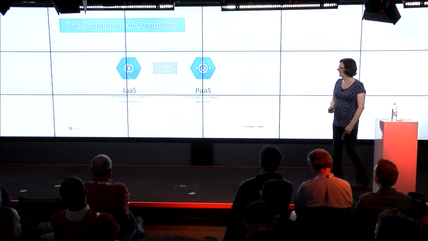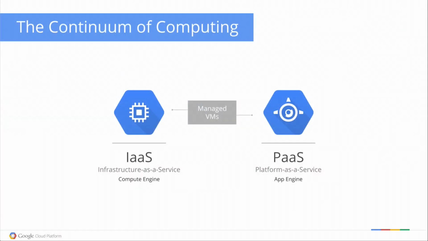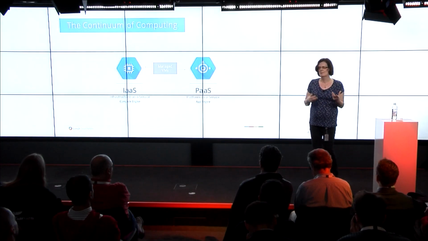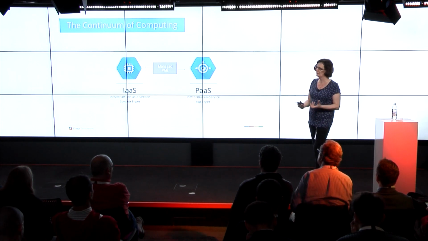In terms of what we're going to announce today is something called Managed VMs. This has been available in Trusted Tester for some time now. It used to be called VM runtimes. And what we're trying to do here is to blur the lines between infrastructure as a service and platform as a service. So it's no longer a binary choice for you. You don't actually have to make a choice between infrastructure or platform as a service. You can choose one and then move towards the other.